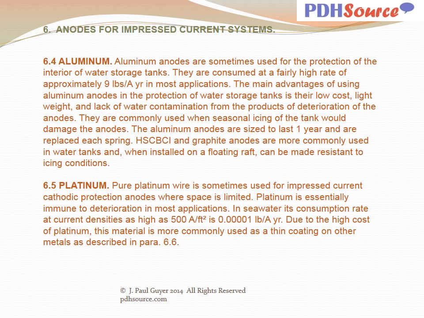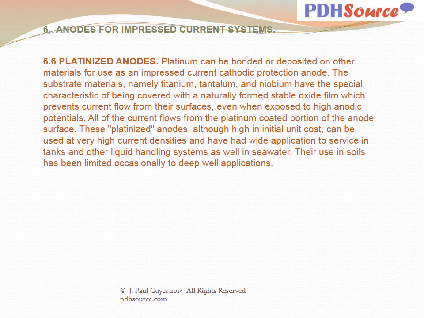In seawater, its consumption rate at current densities as high as 500 amperes per square foot is 0.00001 pounds per ampere year. Due to the high cost of platinum, this material is more commonly used as a thin coating on other metals. Platinum can be bonded or deposited on other materials for use as an impressed current cathodic protection anode.